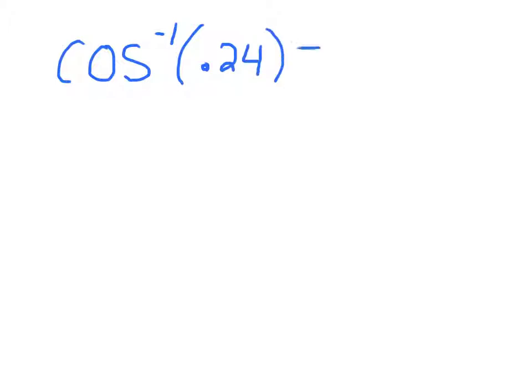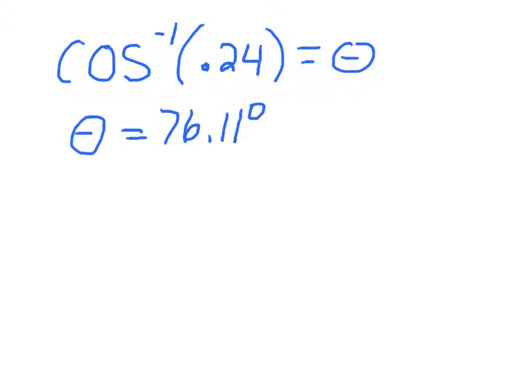We will be adding problems that you need to do on the calculator. So for example, if you had cosine inverse or arc cosine of 0.24, what this is asking you is to find the angle if the ratio of adjacent to hypotenuse is 0.24. You can type it in on the calculator just like it looks, and your calculator might tell you that the angle is 76.11 degrees. But maybe that's not quite the question.